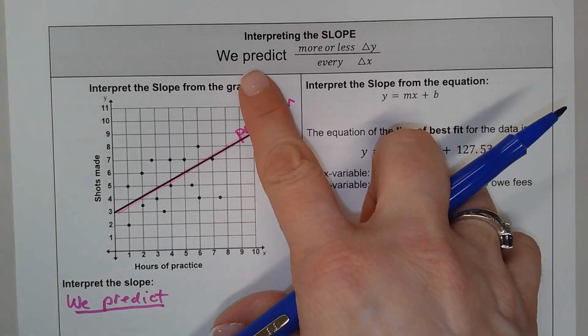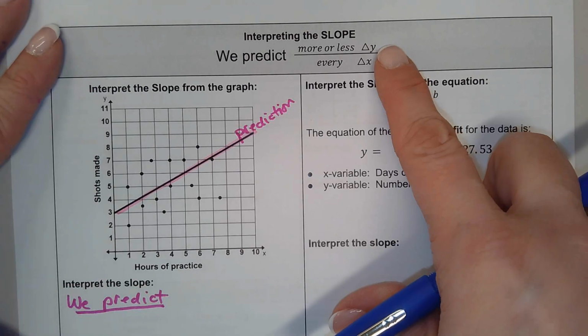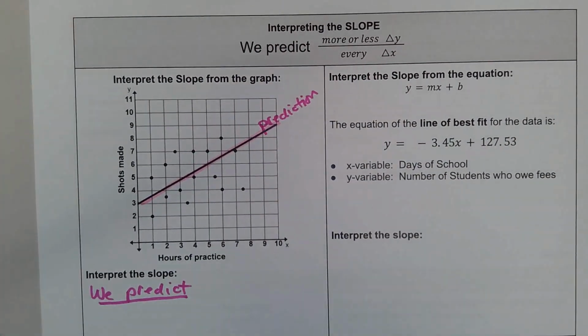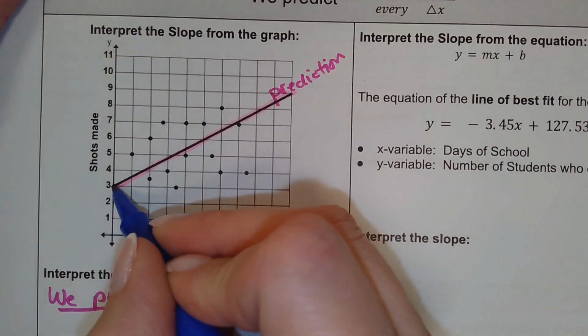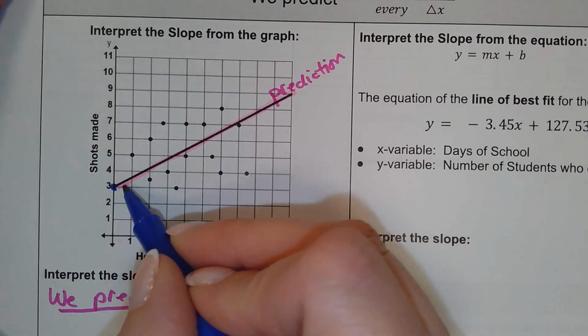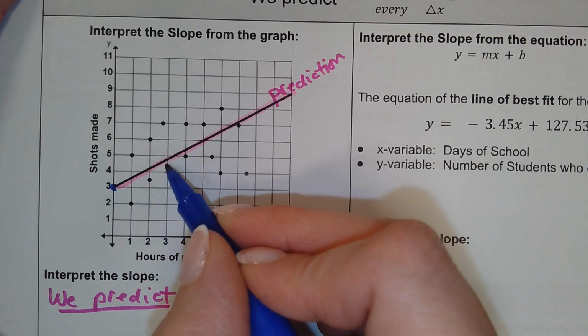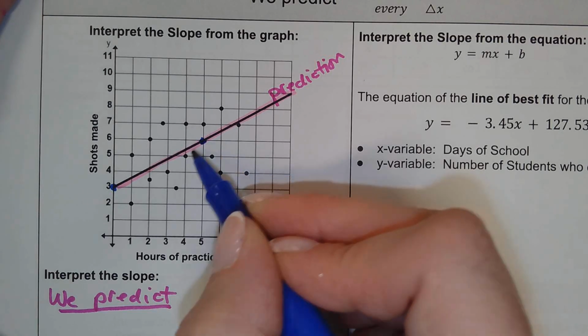And here's how it works: more or less delta y every delta x. So let's go get the slope from this graph. Let's just zoom in right here. I see that it's starting at 3. No, we have to find a nice point. Almost. Here is a nice point.